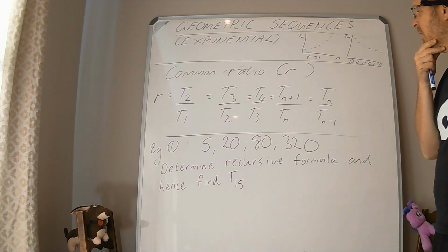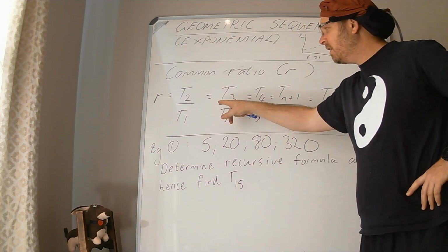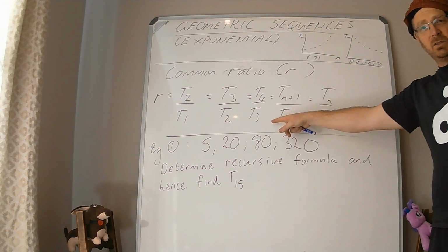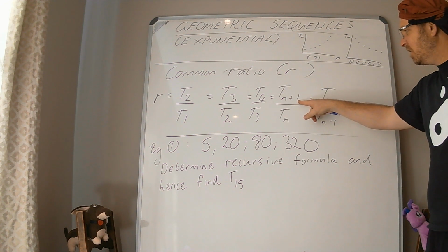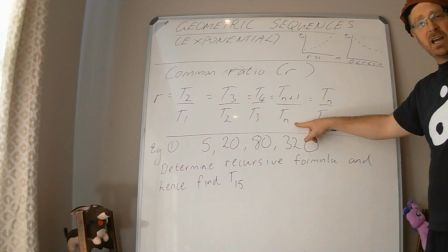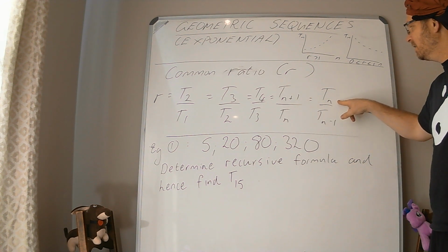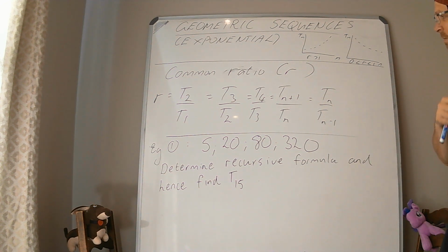So to find your common ratio r, if it is a geometric sequence, the following will happen. Term 2 divided by term 1 will be equal to term 3 divided by term 2, which is equal to term 4 over term 3. In other words, in general, your ratio is the term in position n plus 1 divided by the term before, which would be term n, or you could say it's equal to the term in position n divided by the term before, which would then be Tn minus 1.